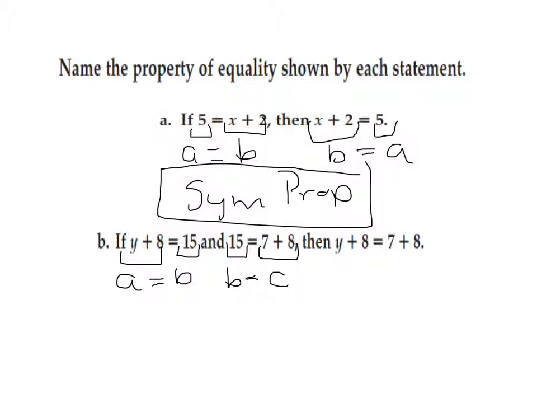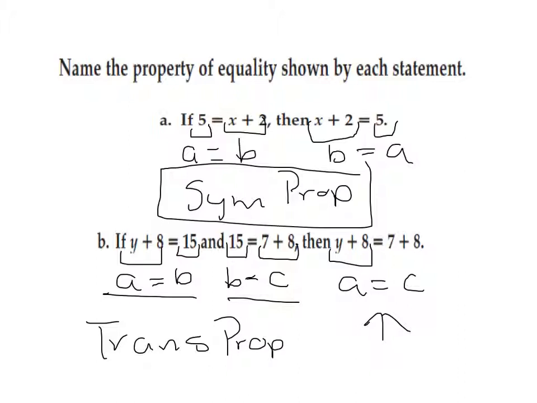In our third statement, we have y plus 8, and y plus 8 has already been labeled A, and is equal to 7 plus 8. And we label that C. So we have two statements here. Both of them are equal to B. We drop the B, and we're left with A and C. Since they're both equal to B, we can assume that they're both equal to each other. And that is, ladies and gentlemen, the transitive property.